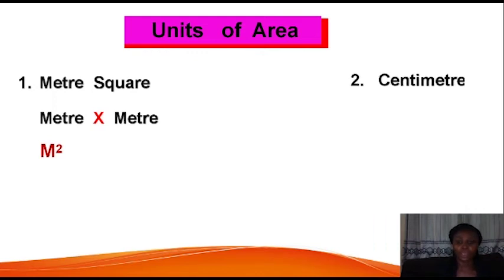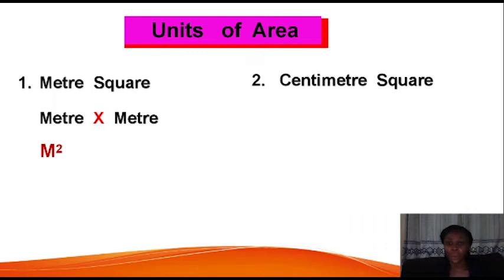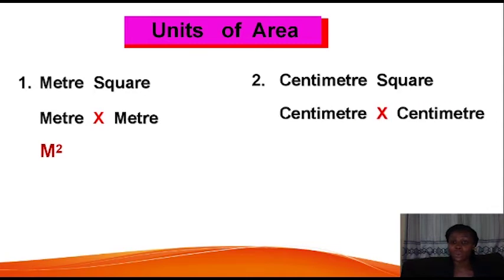Let's move to the next: centimeter square. Centimeter square is gotten from what? Centimeter times centimeter. When we multiply centimeter by centimeter, we get centimeter square.